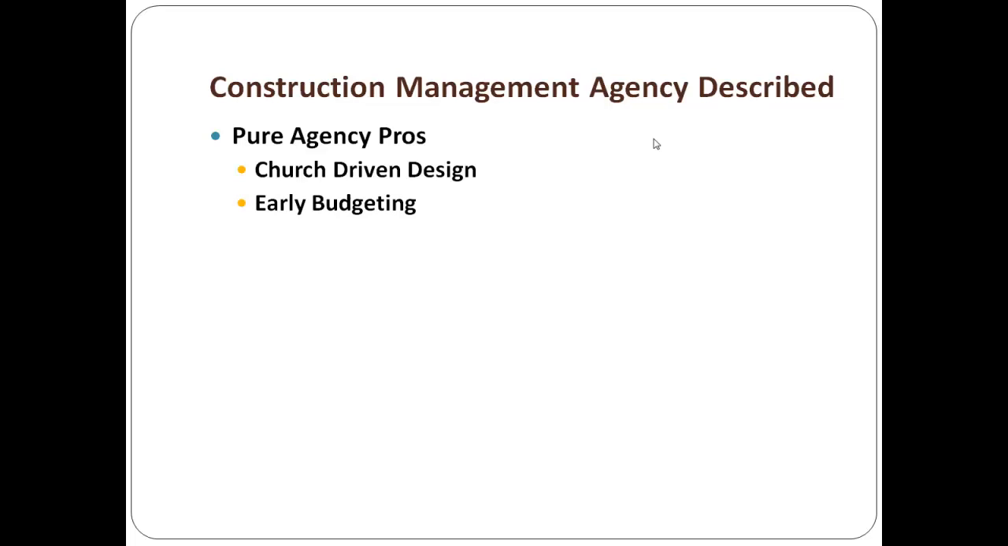Secondly, there's early budgeting to help you design within budget. What happens sometimes in the design bid build, the first one, is that the architect hears the church say, we want these many classrooms, this big of an auditorium, and he can only design it to the size that the owner is telling him that he wants.